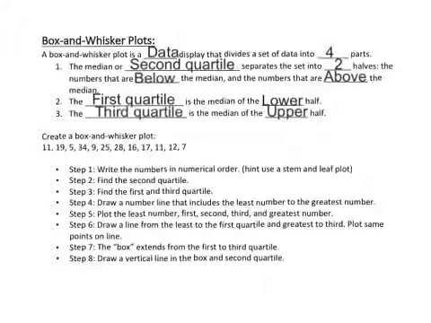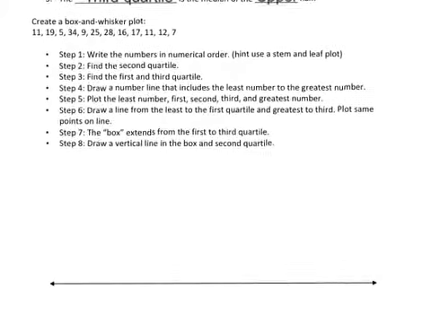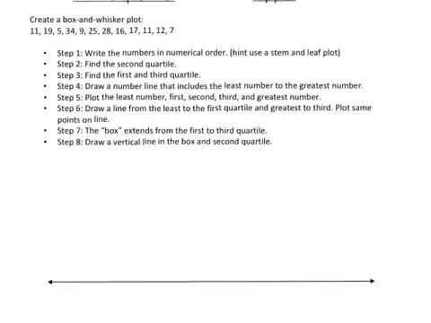So I want to go through a couple of quick examples so you can understand what's going on. I gave you a step-by-step process for making your box and whisker plot. The first thing I would suggest is to write the numbers in order. You need to do that immediately. You can do that many different ways. You can do it by just looking at the set, but as we learned yesterday, a very helpful thing to do is use a stem and leaf plot, which we showed you. The second step is to find the second quartile, or the median.